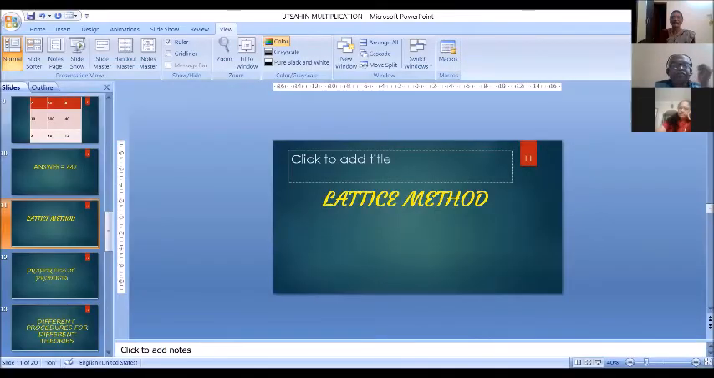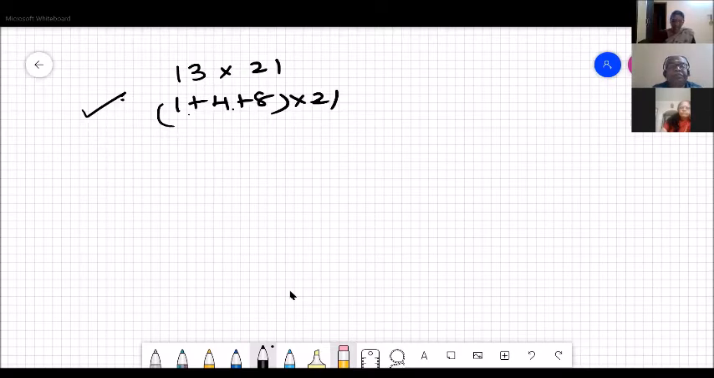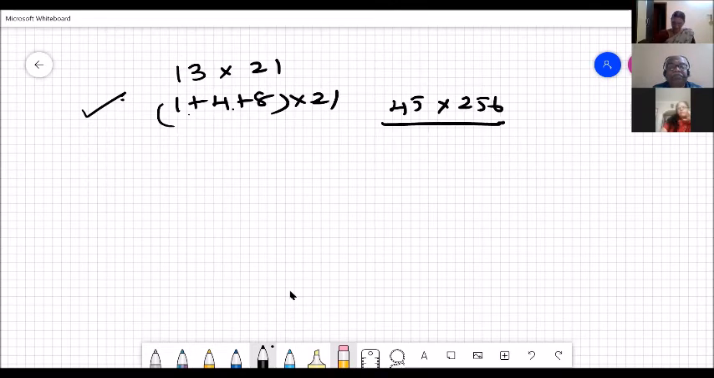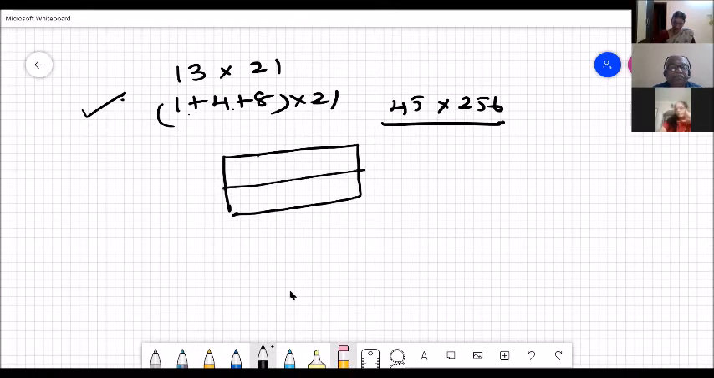So this lattice method is like this. In the lattice method, what you have to do is, you have to have again the grid kind of patterns. So I will show you on my whiteboard. It is easier to understand. Here we have to multiply 45 into 256. So in this lattice method, we should have a column like this, and then we should have 2 rows, and then here like this. So this is for 256.